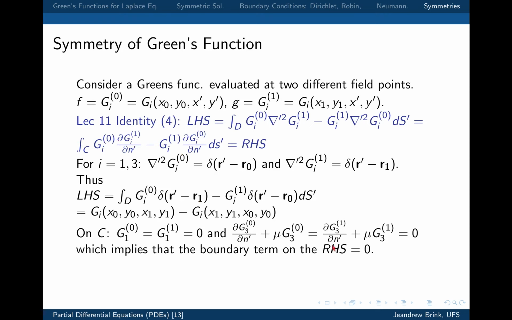Okay, so there's always the symmetry property in these two Green's functions, in the Dirichlet and the Robin boundary conditions, that results from applying basically the divergence theorem that we derived in lecture 11 to the Green's functions evaluated at different field points.